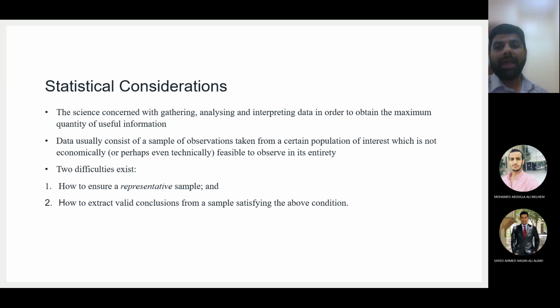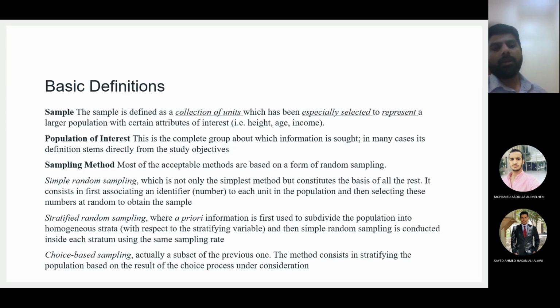How to extract useful information from that sample? What type of analysis should I perform? How should I use the data to get the required information from the sample? This is another important question. Okay, before we move on to the calculations, let us discuss some of the terms which we are going to use again and again.